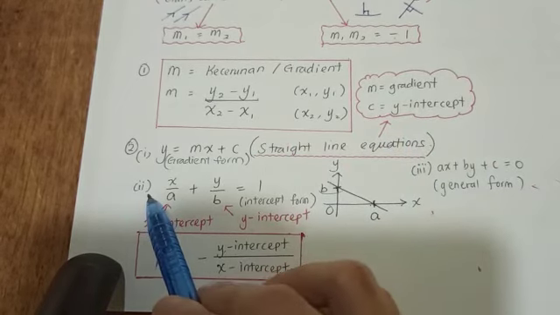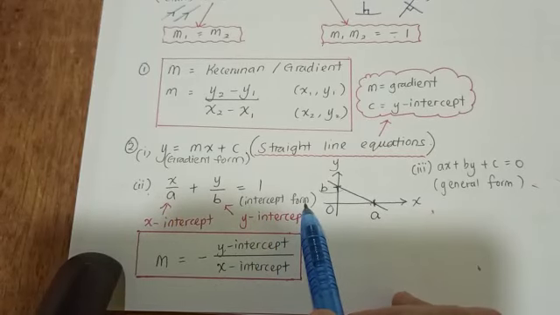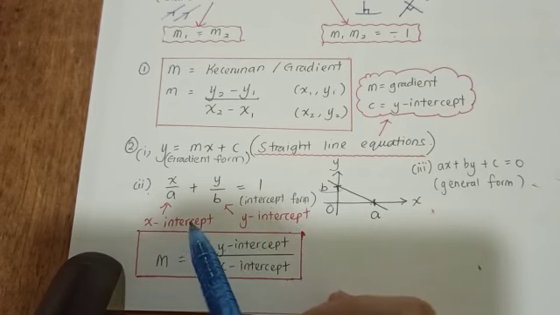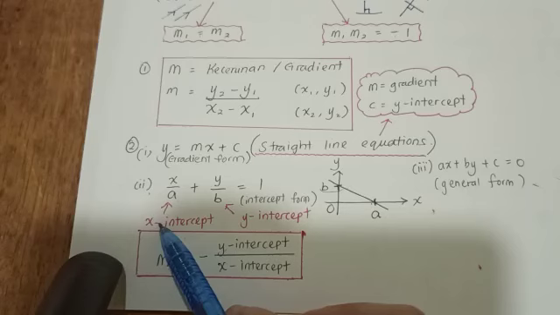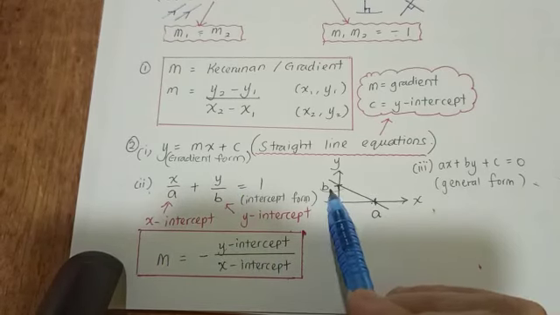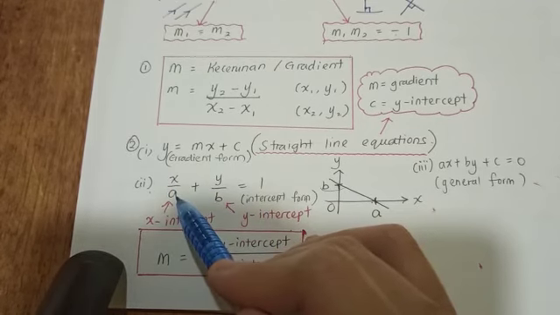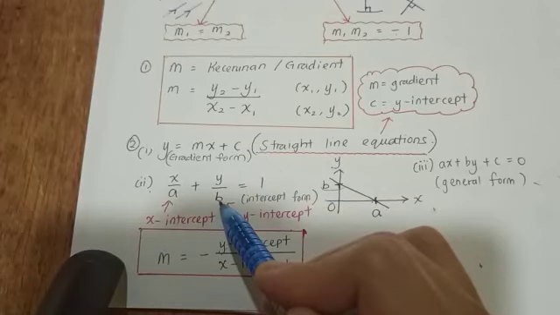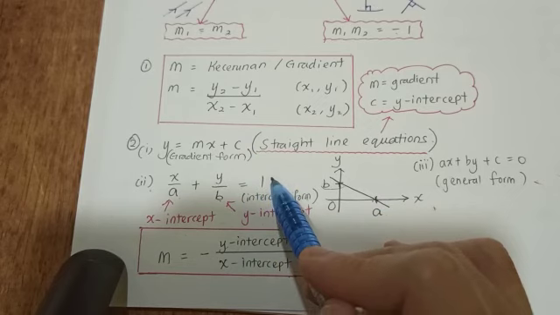And then the second straight line equation, we call it intercept form. Why do we call it intercept form? Because it involves the intercepts. x over a, where a is our x-intercept, plus y over b, where b is our y-intercept. The number below x is the x-intercept. The number below y is the y-intercept. And then your right hand side must equal to 1.